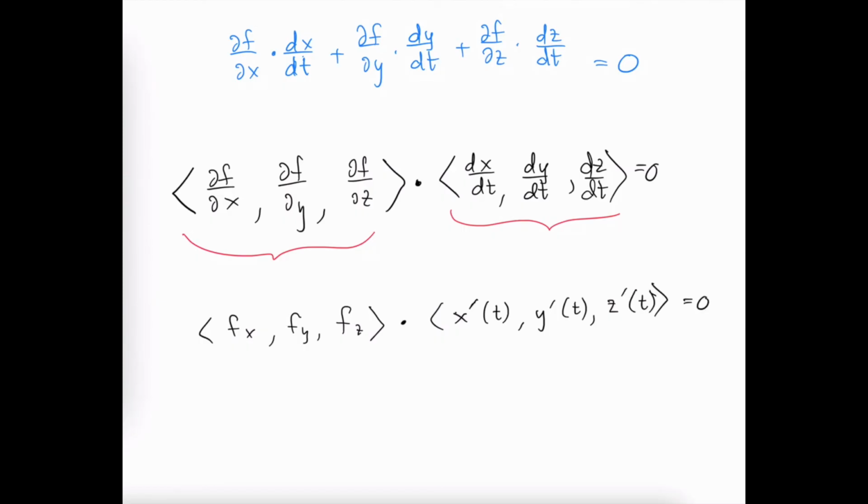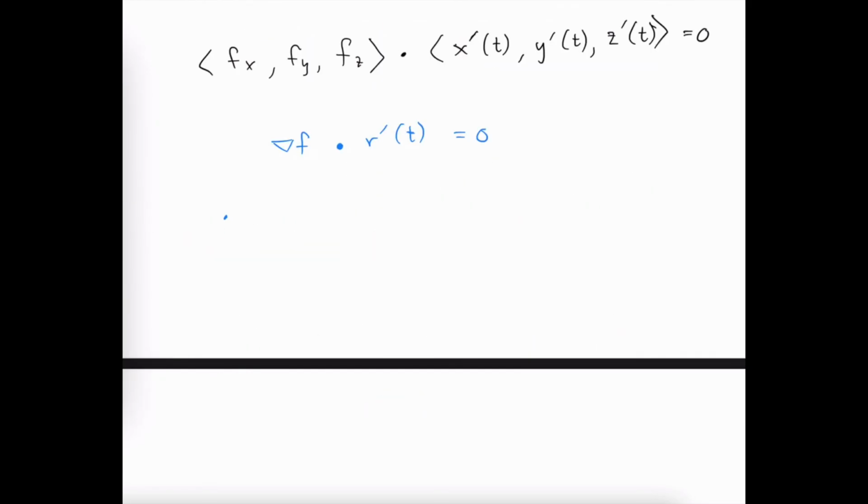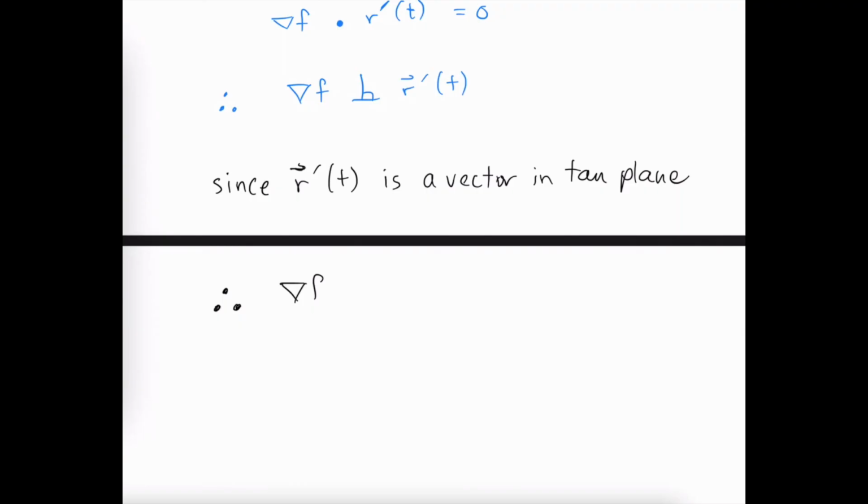From here it's a little easier to see that this is the gradient vector for that four-dimensional function, and we're dot producting that with this that is essentially r prime at t. So what this tells us, we'll say therefore that gradient vector, since the dot product of gradient and r prime is 0, that means that gradient and r prime are perpendicular. But since r prime at t is a vector in the tangent plane, that means the gradient vector must also then be perpendicular to the tangent plane.